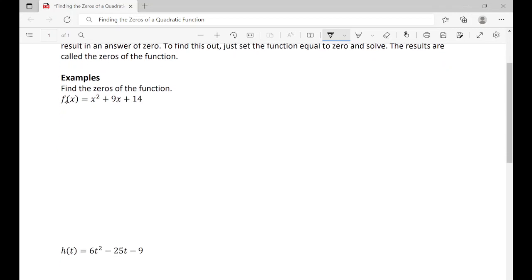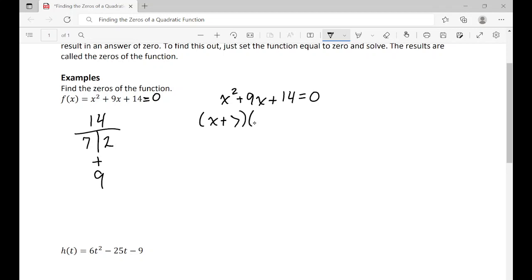So for the first one, f of x equals x squared plus 9x plus 14. We just want to set it equal to 0 like so. So x squared plus 9x plus 14 equals 0. And we're just going to solve. So we're going to factor this out. So what times what will give us 14, but add together to give us 9? In this case, it's positive 7 and positive 2.